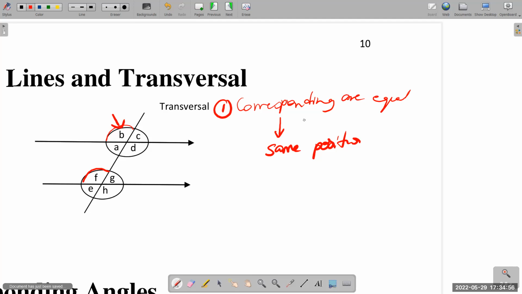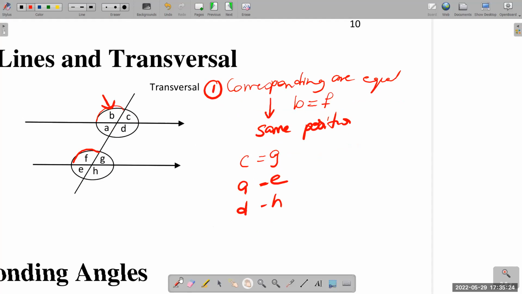So if B is equal to F, who is corresponding to C? G. Who is corresponding to A? E. Who is corresponding to D? H. So we have to lock that mentally. Corresponding means they hold the same position.